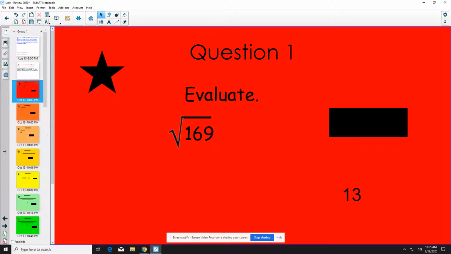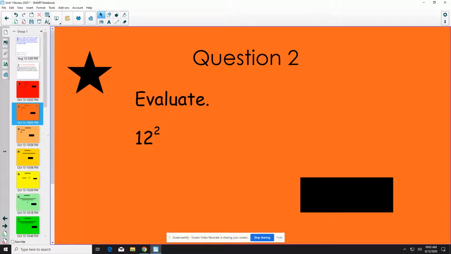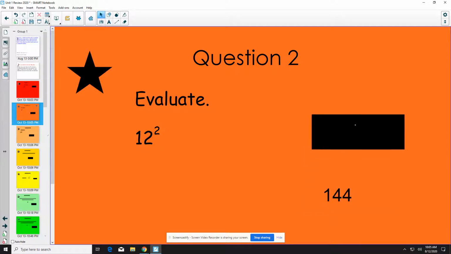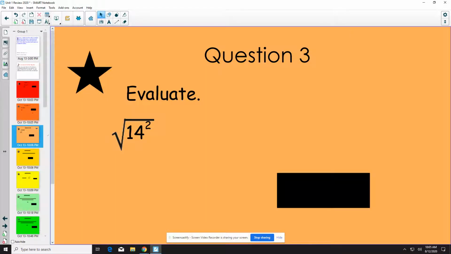Okay, yes, the answer is 13. Square root of 169 means what number times itself gives you 169. Okay, answer number 2. Okay, 12 squared means 12 times 12, which is 144. Okay, number 3, put your answer.